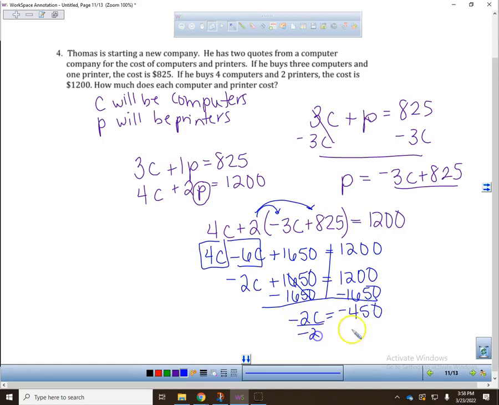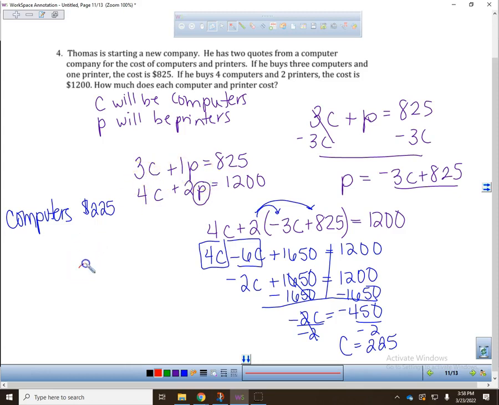The last step, divide by negative 2. C is equal to 225, positive 225. So computers are $225. Now that I know computers are $225, I can take that value and plug it into either of these to find out how much the printers are.